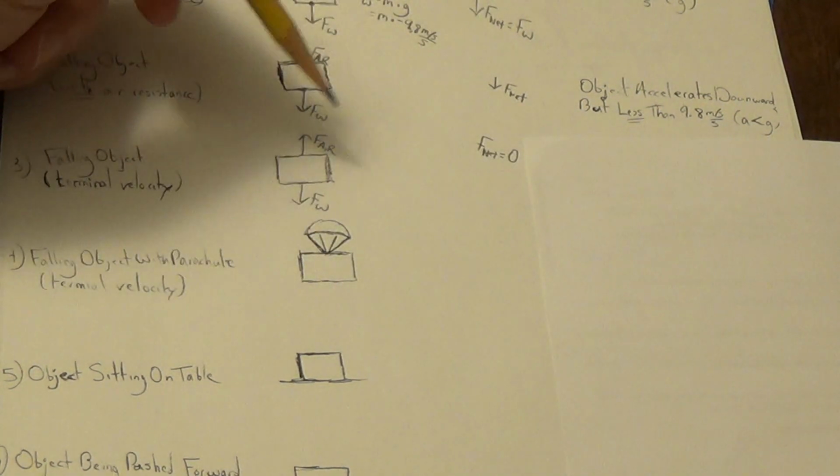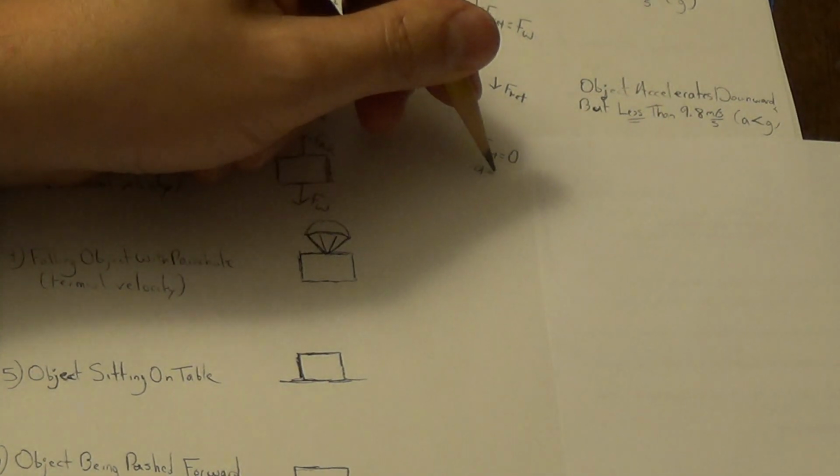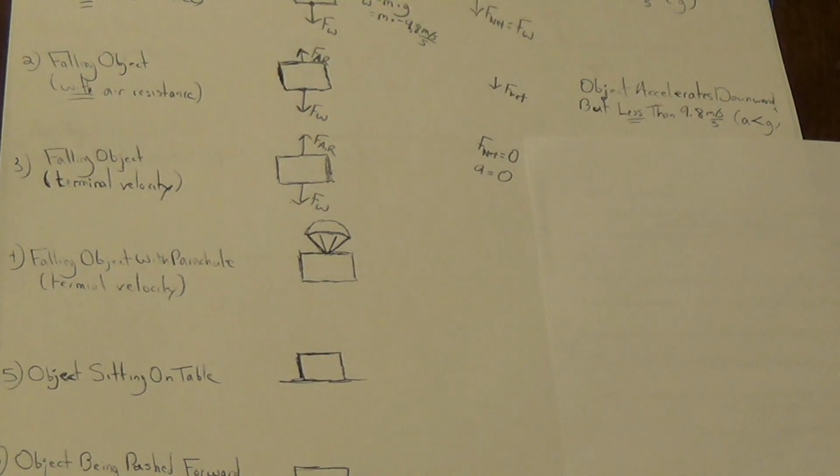In other words, the forces are equal and opposite, they cancel out. And what happens when the forces cancel out? That doesn't mean you stop. It means that the acceleration is going to be zero. And when the acceleration is zero, that means you stay at whatever speed you're going.